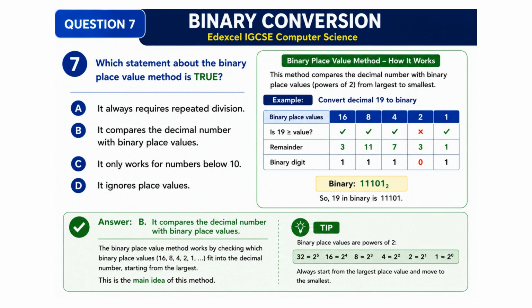You always start with the largest place value. If the value fits into the decimal number, write 1. If it does not fit, write 0. Continue this process until you reach the ones place. For example, the decimal number 19 becomes 10011 in binary. A useful exam tip is, binary place values are powers of 2. Always work from the largest place value down to the smallest, for a quick and accurate conversion.